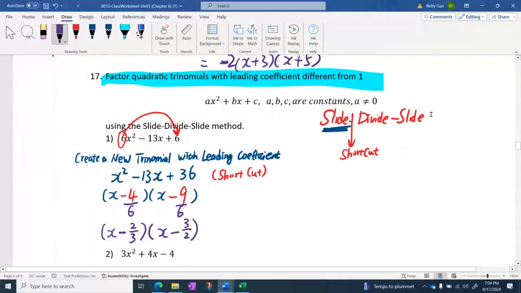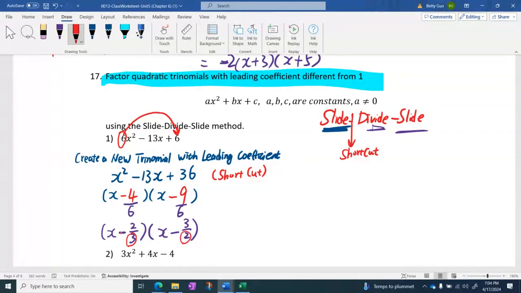So that's divide. And now we move to the last step, slide. After we divide and simplify, if we still have denominators in the fraction, we are going to slide the denominator in front of x in the same parentheses, like that.